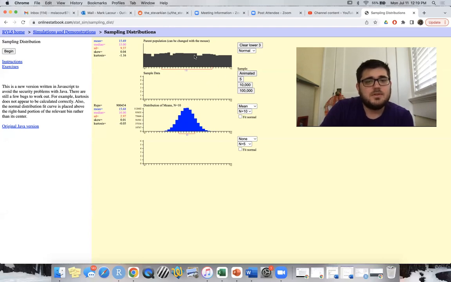Let's change the sample size from 10 to 25. It becomes more normal, less dispersed.